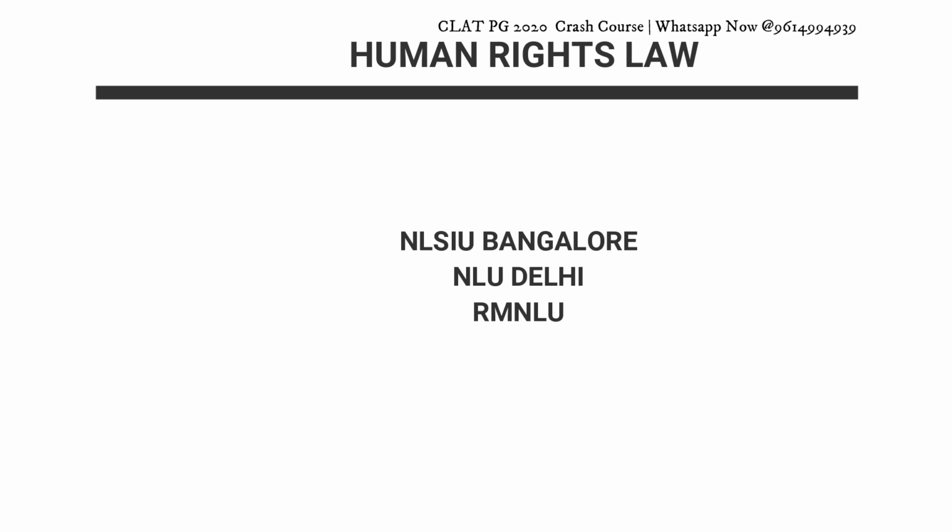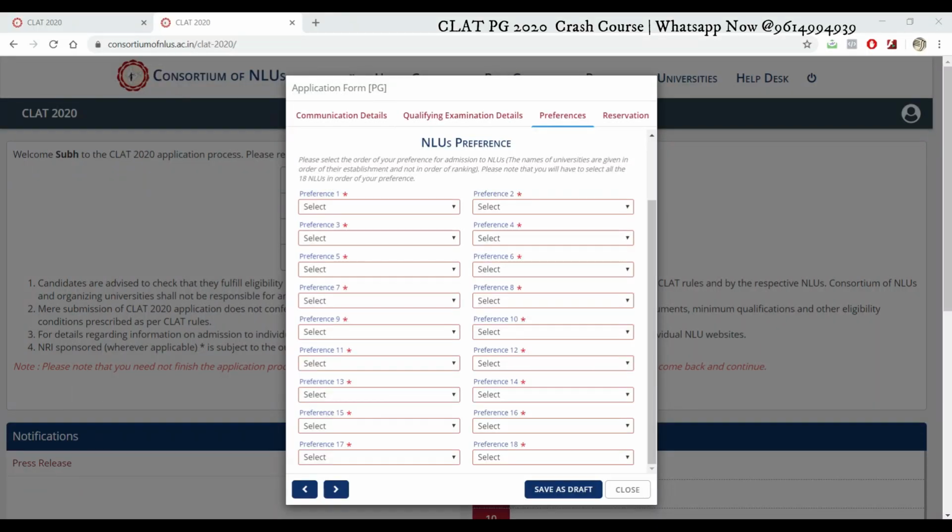So NLS, NLU Delhi, and a third, and that is also good. That is RMNLU Lucknow. It's third in the list. Okay. Now let's talk about the next specialization that is also very lucrative for all of the students who are looking for placements after LLM.